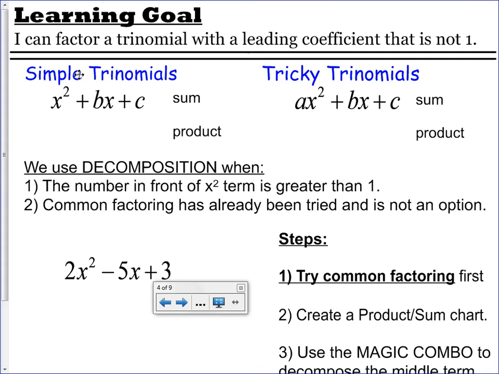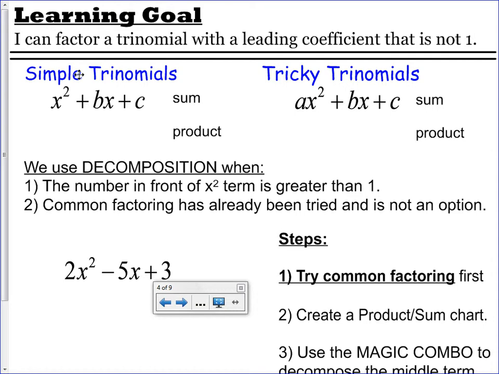This is something, if you're coming from the applied stream, this is something brand new. And it's something that even the academic students may have difficulty with. So this is kind of where we're getting into the newish stuff. So what we want to do is factor trinomials with a leading coefficient that is not 1.